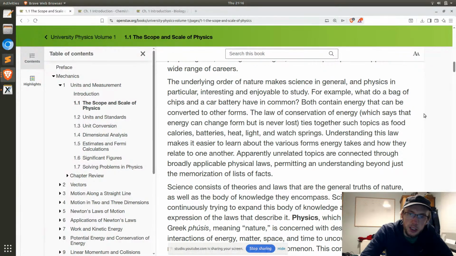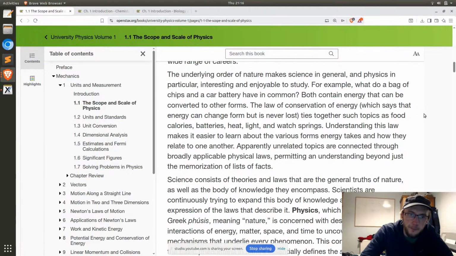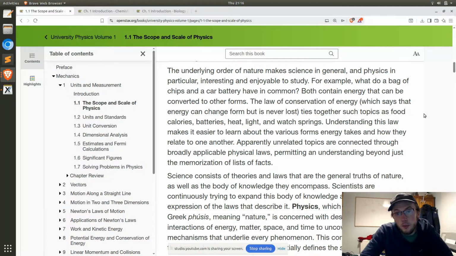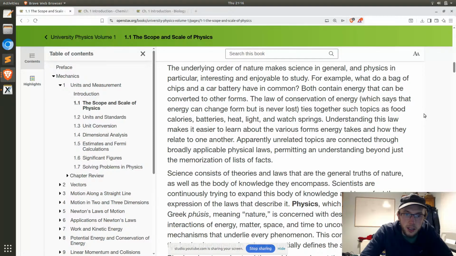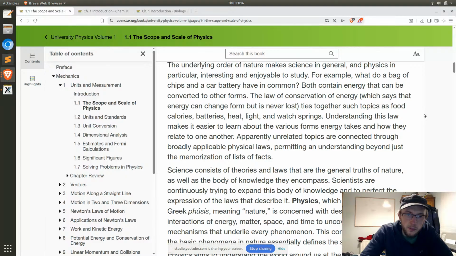The law of conservation of energy, which says that energy can change form but is never lost, ties together such topics as food, calories, batteries, heat, light, and watch springs. Understanding this law makes it easier to learn about the various forms energy takes and how they relate to one another. Apparently unrelated topics are connected through broadly applicable physical laws, permitting an understanding beyond just the memorization of lists of facts.